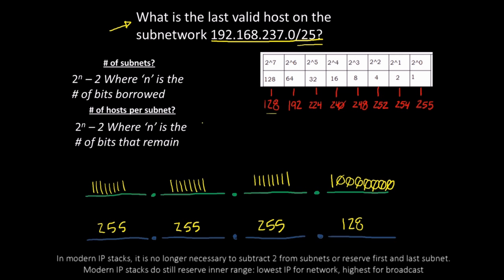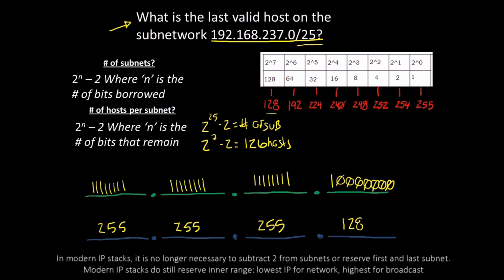So we're going to do 2 to the n, and n being the number of bits borrowed. That's going to be 8, 16, 24, 25. 2 to the 25 minus 2 is going to be the number of subnets. So now let's figure out hosts. 2 to the n, where n is the number of bits that remain. That's going to be 7. So 2 to the 7 is going to be 128 minus 2 is 126. That's our number of hosts per network.